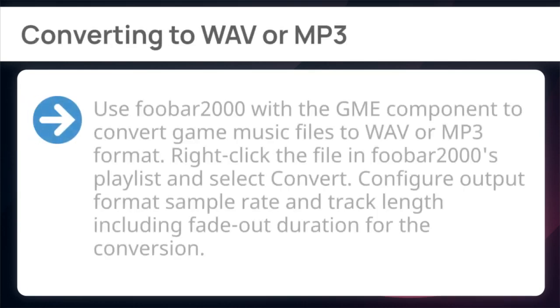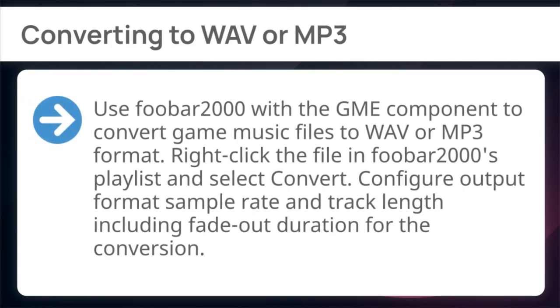Next, converting to WAV or MP3. Use foobar2000 with the GME component to convert game music files to WAV or MP3 format. Right-click the file in foobar2000's playlist and select Convert. Configure output format, sample rate, and track length, including fade-out duration for the conversion.